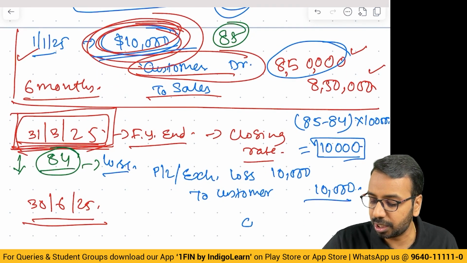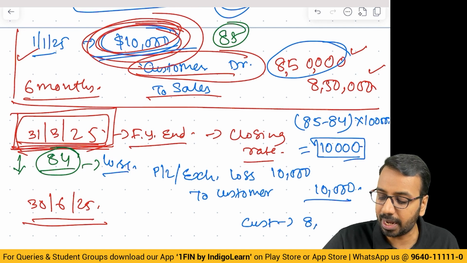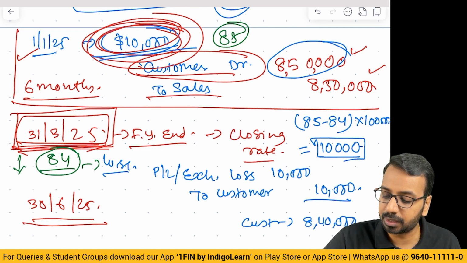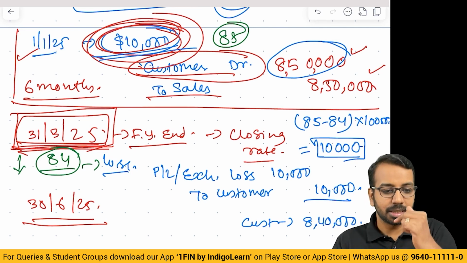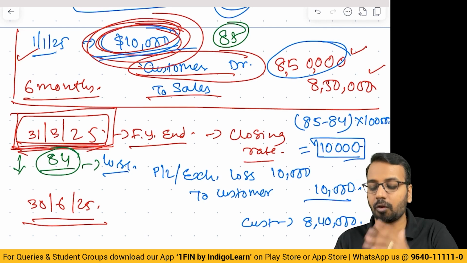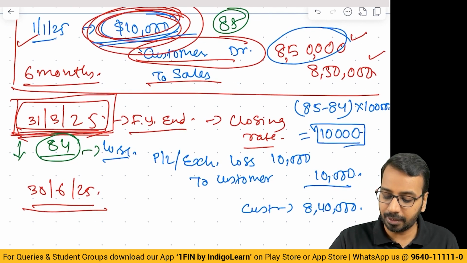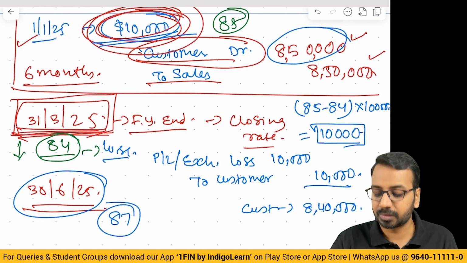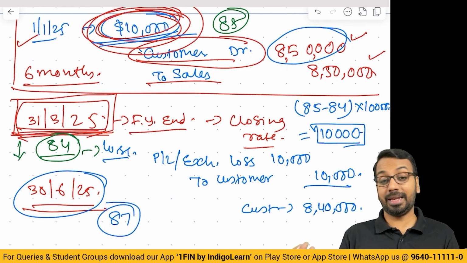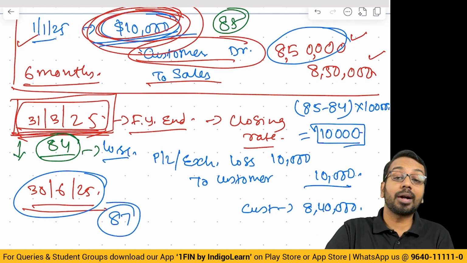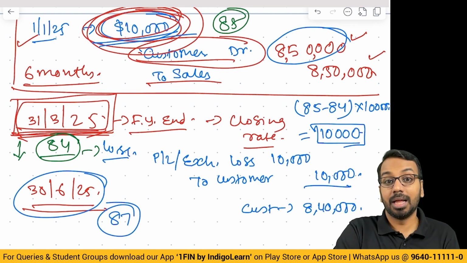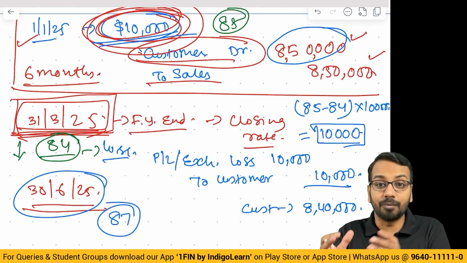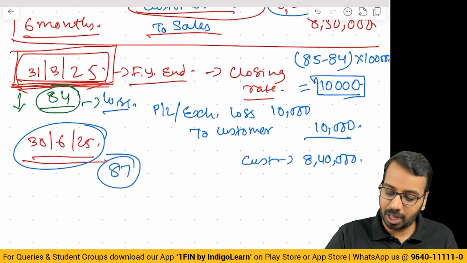Now in the balance sheet, the customer will be shown at 8,40,000. That is the second thing that happens in case of a foreign currency transaction. Then on 30th of June, assume the rate became 87. Now I am very happy because I thought I would have received at 84. Now I am receiving at 87, which means there is a gain to me. How much is the gain?